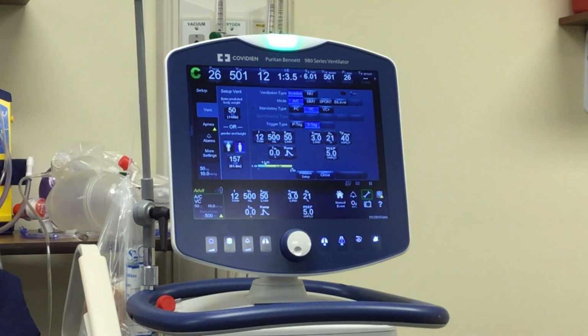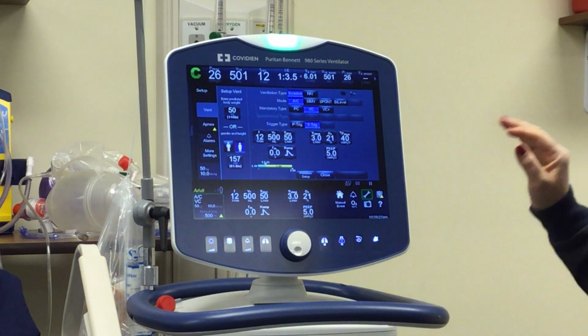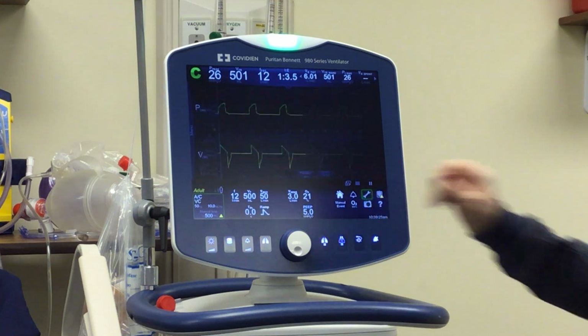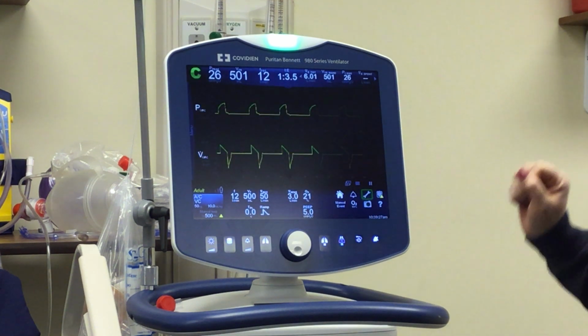This is a Puritan Bennett 980 ventilator. It has the modes AC, VC, and AC, VC plus. AC stands for assist control, VC stands for volume control. Assist control will provide full ventilatory support for the patient. And with volume control, you're going to control your tidal volumes and your rate for your patient.